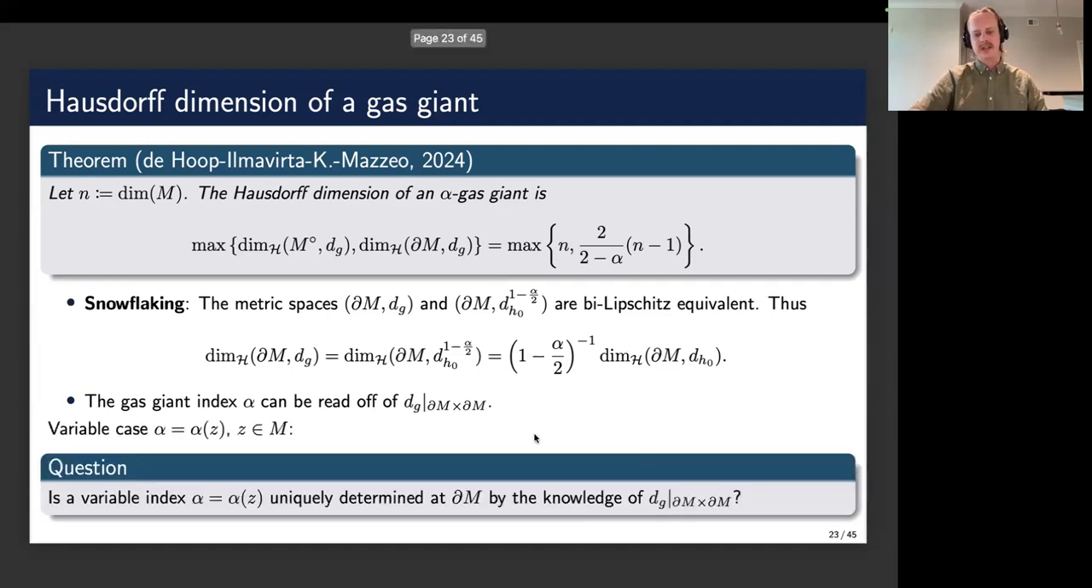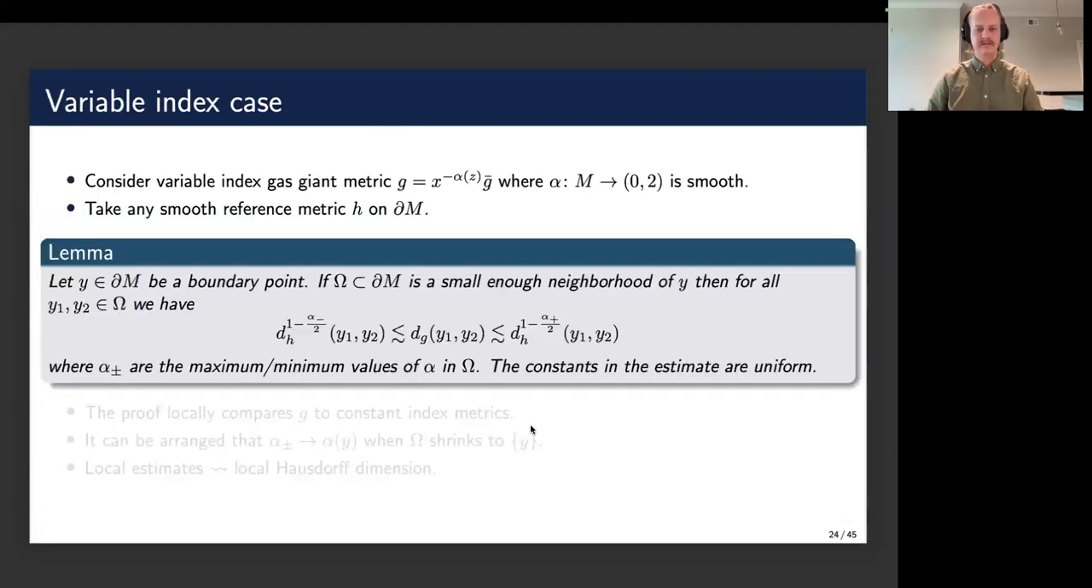So now a good question is, if we have a variable index in our gas giant model, could we still do the same computation? So let's say we know this boundary distance function, the distance restricted between boundary points. Can we now figure out what this variable index is at the boundary? So we will do that next.